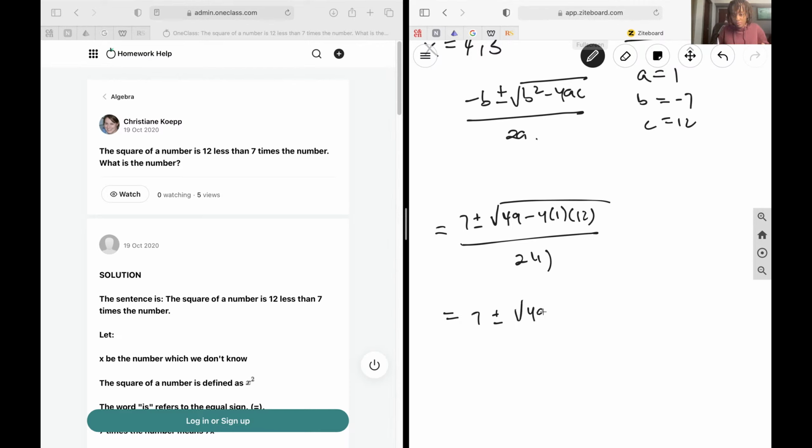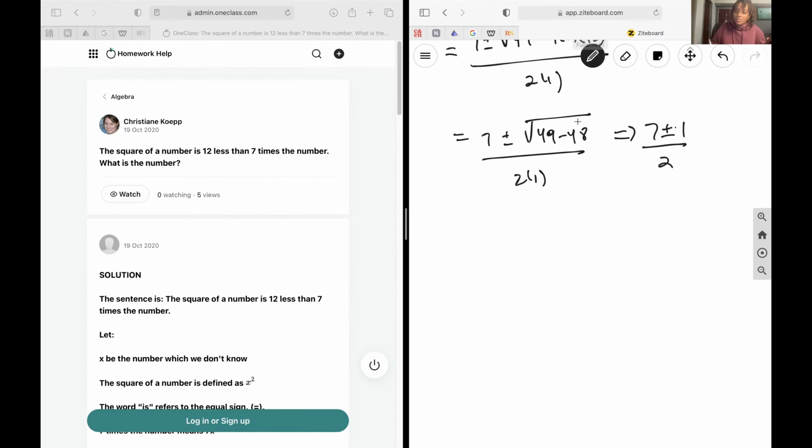This will give me 7 plus or minus the square root of 49 minus 48. 4 by 12 is 48. All over 2 by 1. This is going to give me square root 1. So this will give me 7 plus or minus 1 over 2. So my two x values will be x is equal to 7 plus 1 over 2. This will give me 8 over 2, 4.